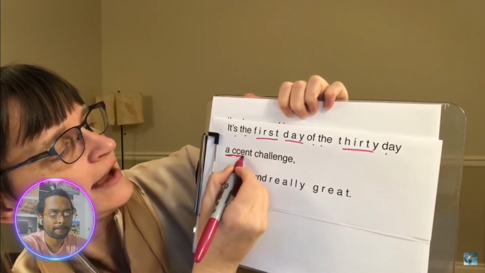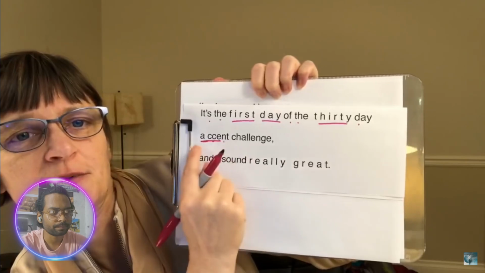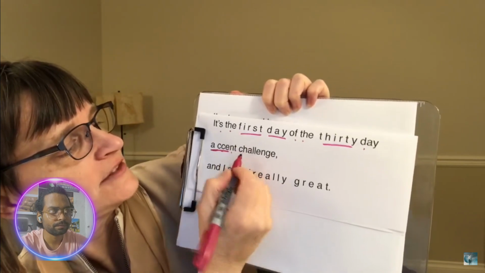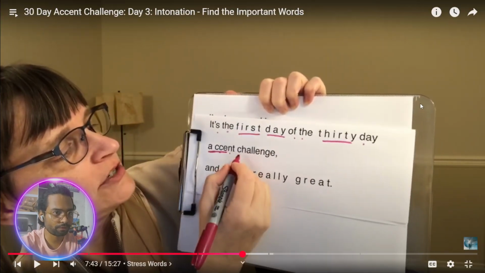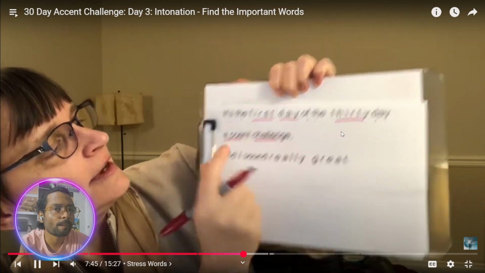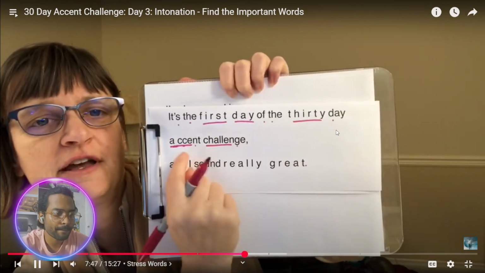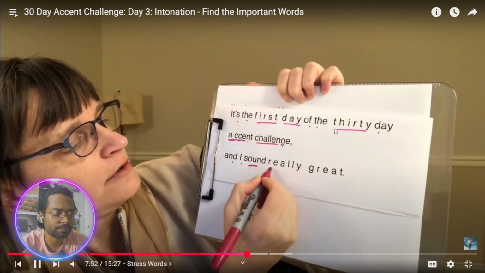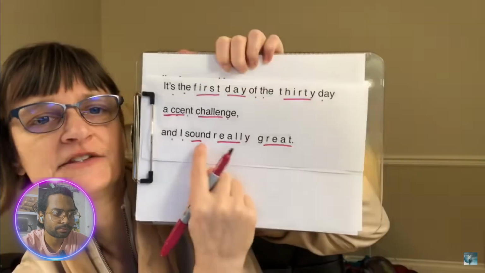So in this word, accent, I'm also going to pay attention to the syllables. Accent, the first syllable is long, accent is short. And then same with challenge. It's the first day of the 30-day accent challenge, and I sound really great. Challenge. It's the first day of the 30-day accent challenge. And I sound really great.